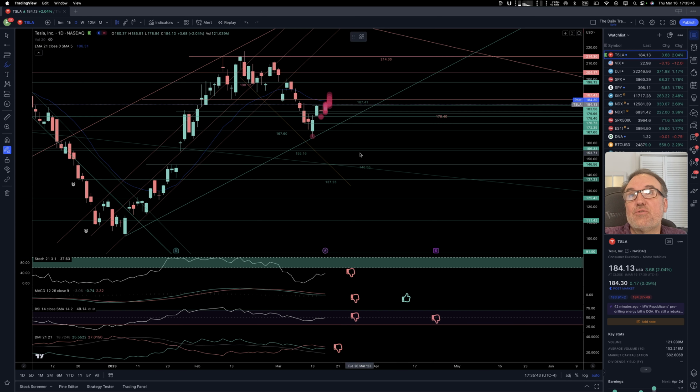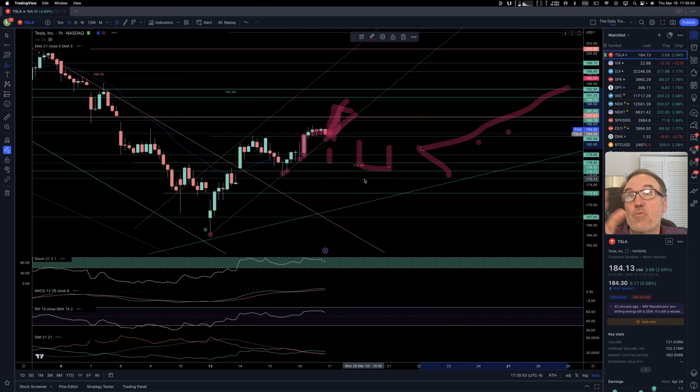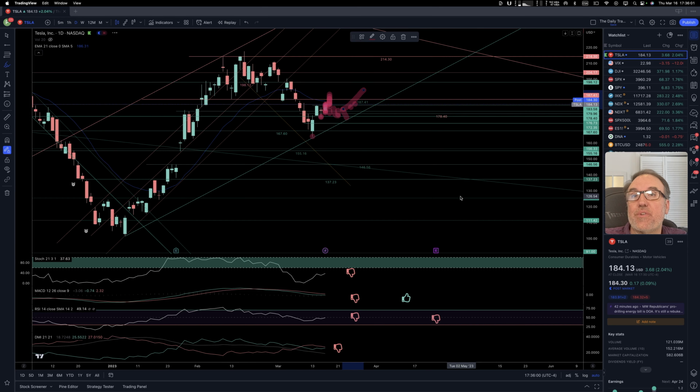For stochastic to agree, we would need 3, 4, 5 more days in here before we have that break to give it more credence. But for a 1 hour play, this is perfectly fine. On MACD, not much has changed. We have lost the crossover. We have a bearish crossover right here, and we don't have the two lines above zero. RSI is getting close to crossing 50, and DMI is quite close to a cross, but it's going to take a few more days to have this.